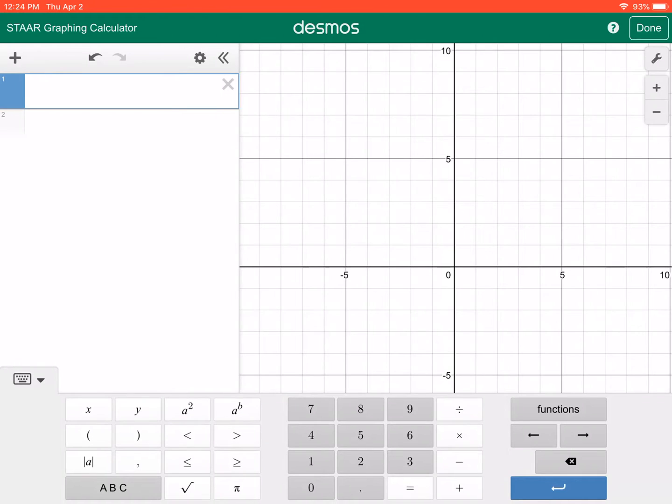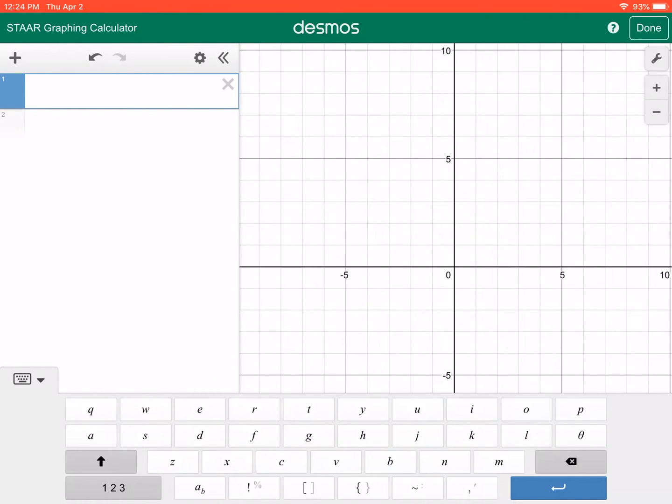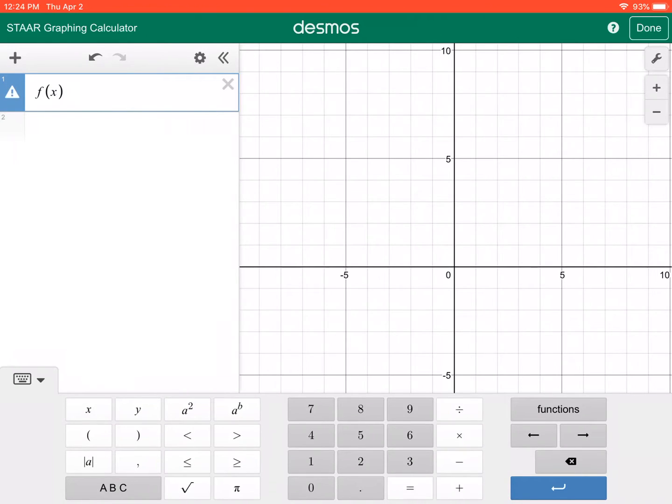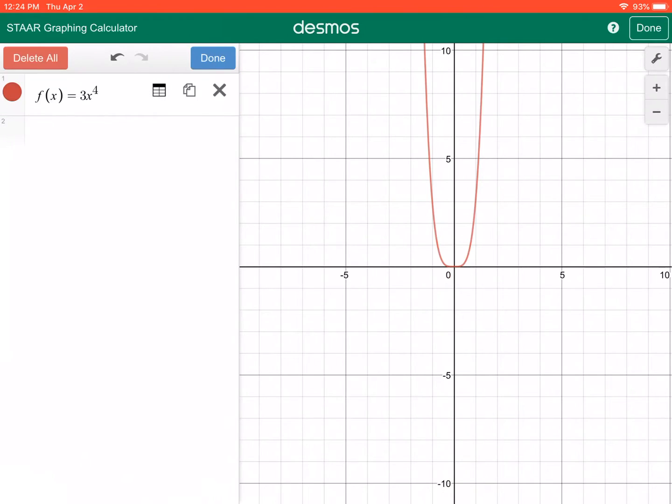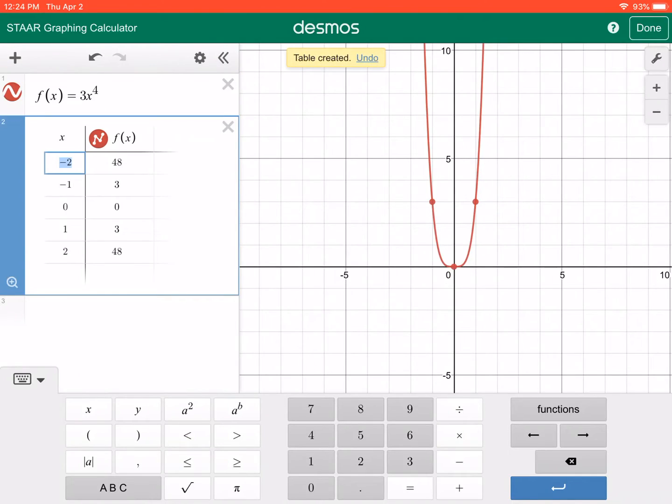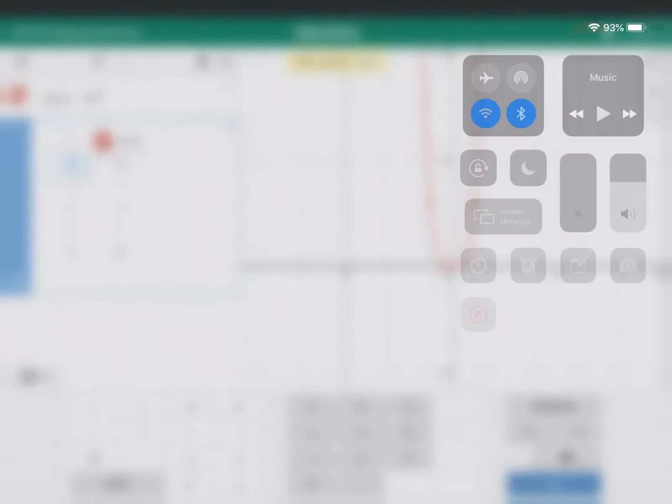And so I am typing in y, oh, that said f of x. So let's go f of x equals, and it said 3x to the 4th power. Okay, so if I change that to a table, does that match what we see on the other table?